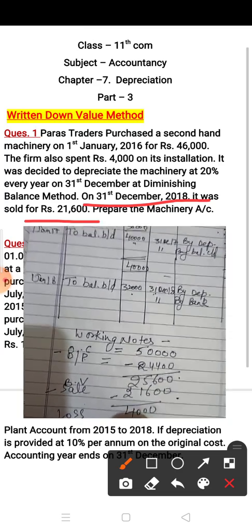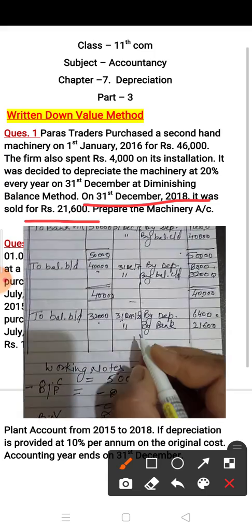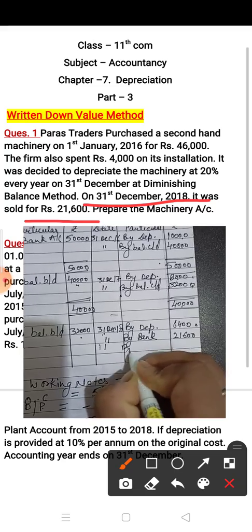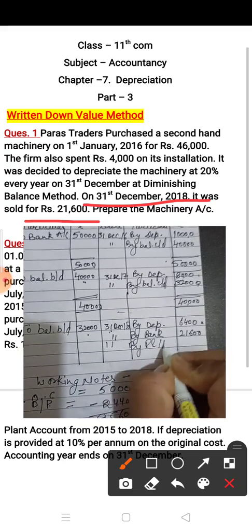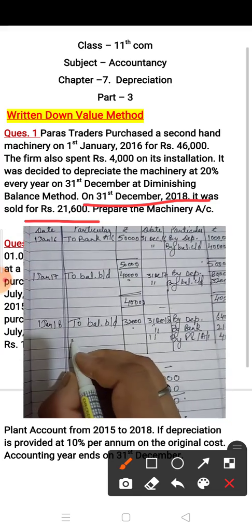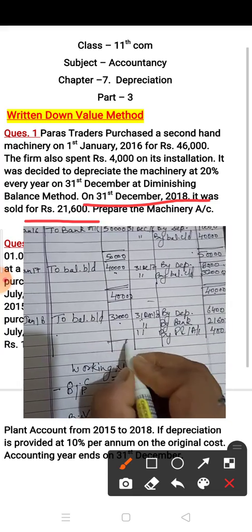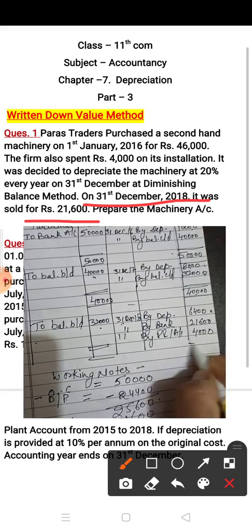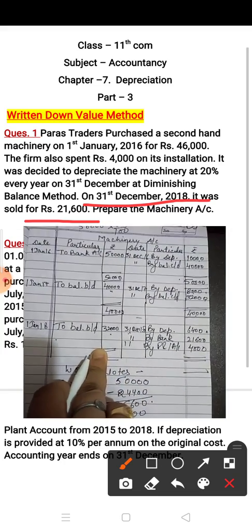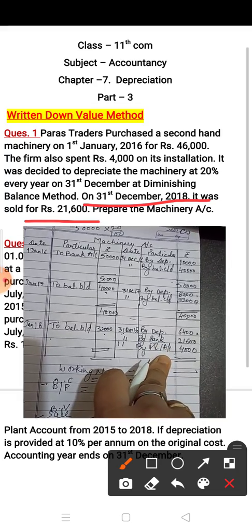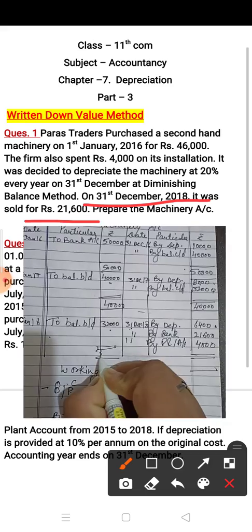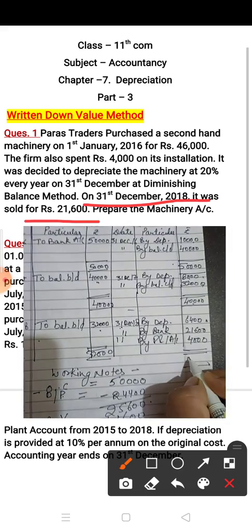Okay, and when there is a loss, then you have to transfer it to this side. On the similar date, on the closing date, by P&L account, this loss you have to transfer here. If there is a profit, you have to transfer it to the other side. Now you can find the total and the balance. But here only one machinery is there and you have sold it at the end, it means there will be no balance. The total will be equal, 32,000. Both sides are equal.